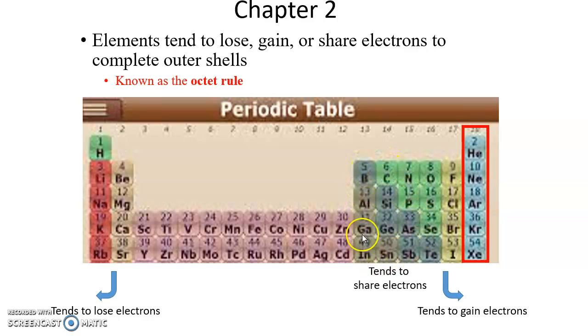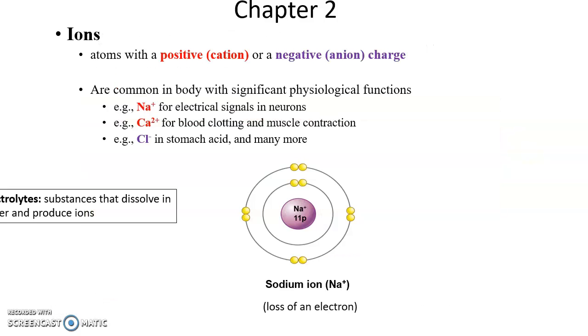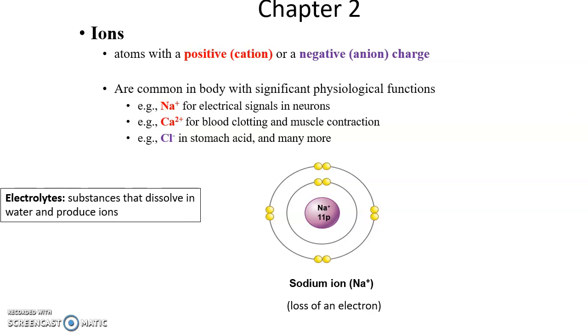And then other elements in the middle, they tend to share electrons with other atoms. And this is known as the octet rule because, again, the outermost shell has 8 max electrons, except for the first outermost shell having only 2. All right, when an atom gains or loses electrons, it no longer has the same number of electrons as protons, and this will give it a charge. So a positively charged atom has more protons than electrons. A negatively charged atom will have more electrons than protons.